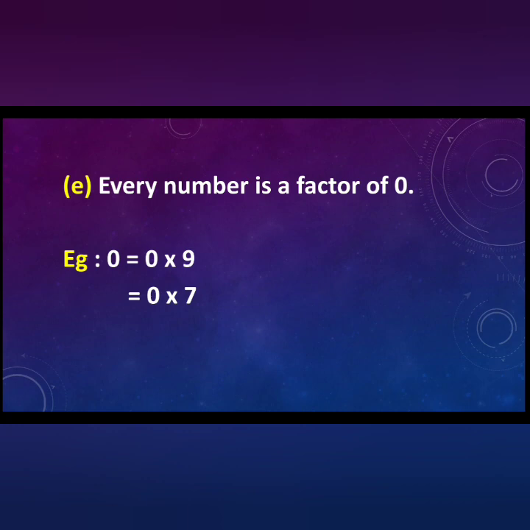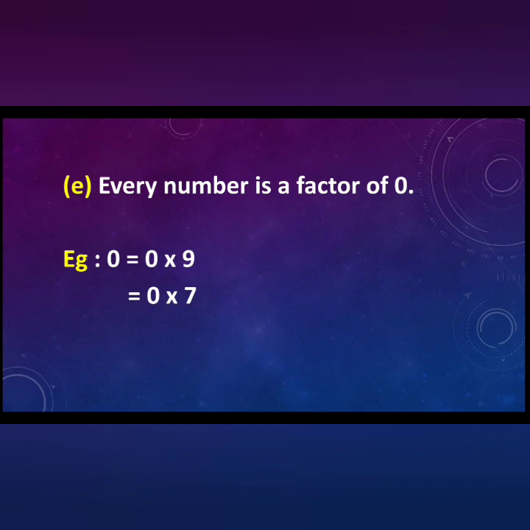And this one is every number is a factor of 0. See here, 0 into 9 is 0, 0 into 7 equals what? 0. This 0 and 9, these are factors of 0. So have you understood? Every number is a factor of 0. Now with this we have discussed the properties of factors.